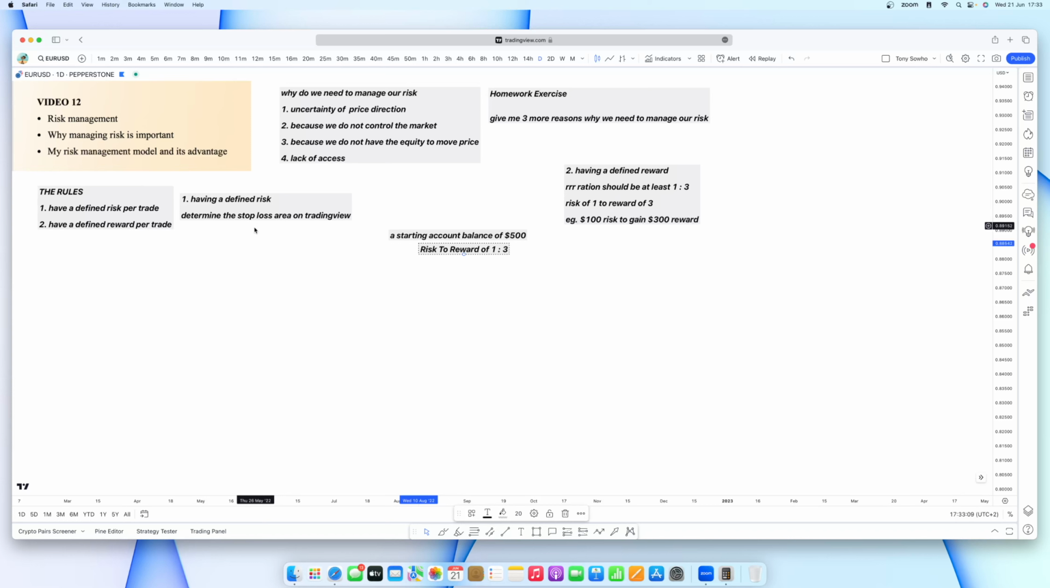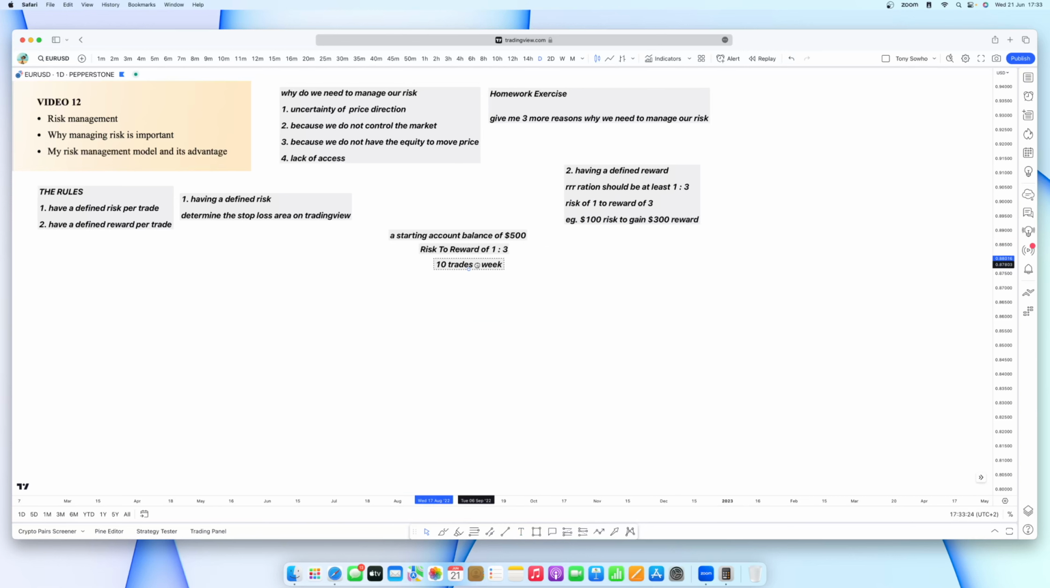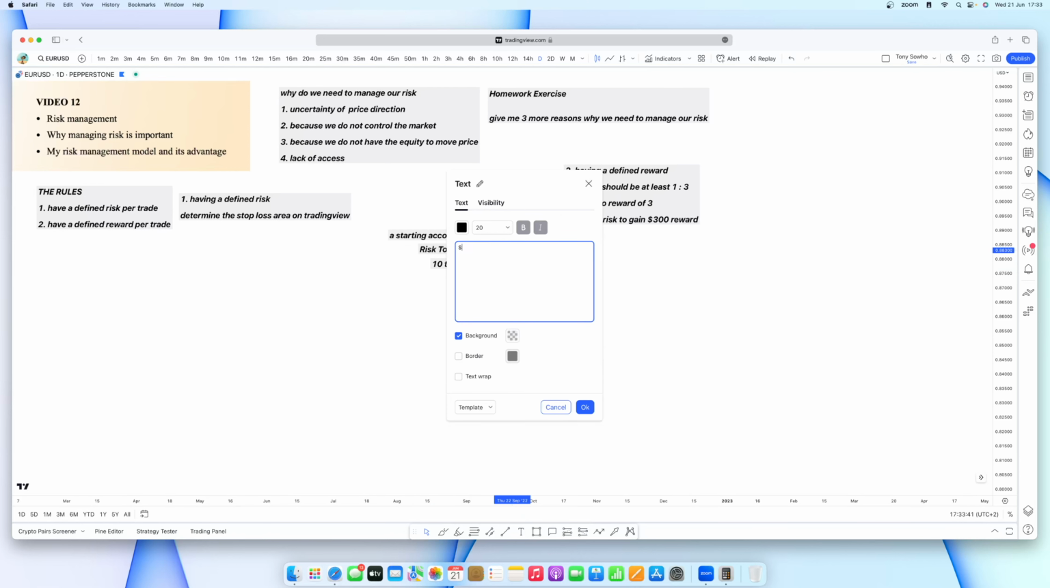So I can say, for example, I want to take, let's say, 10 trades. So 10 trades in a week. Now, if I'm taking 10 trades in a week and I have an account balance of 500, I'm aiming for 1 to 3 risk reward. In this 500, I've decided that I want to risk 5%, which is $25 per trade.